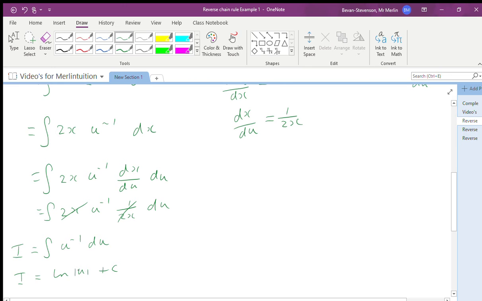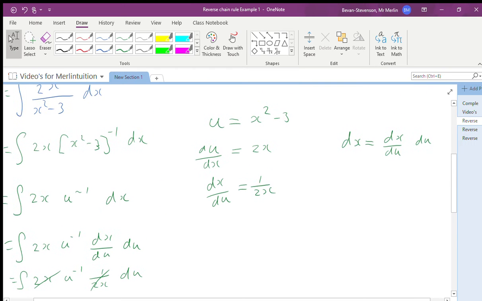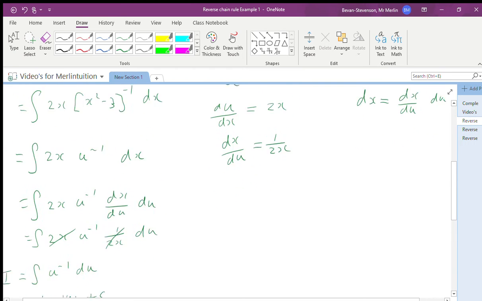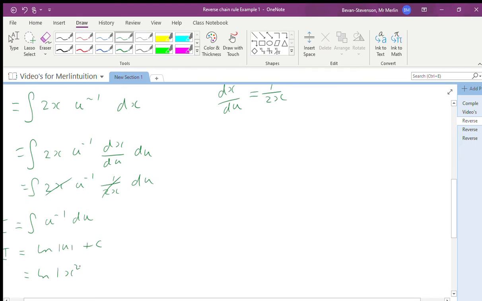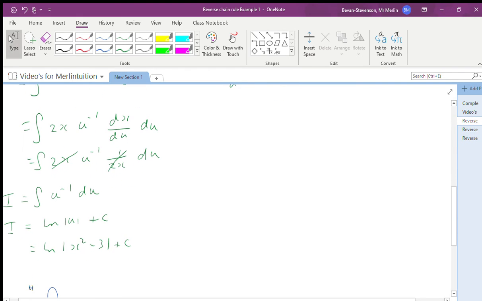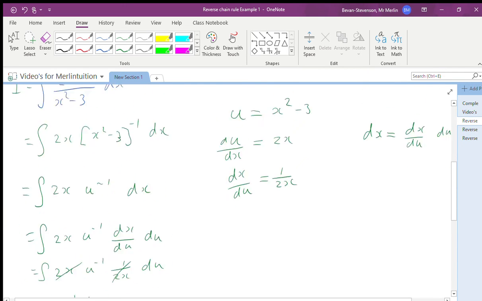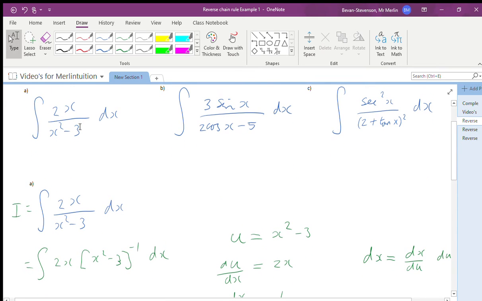But we don't actually want it in terms of u, because the question was about x's. So it is putting that back in. We have ln of x squared minus 3 plus c. There we go, we have integrated it. What you should now notice is that we have just got the ln of this x squared minus 3.